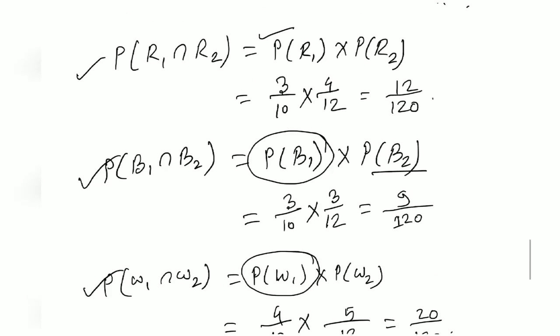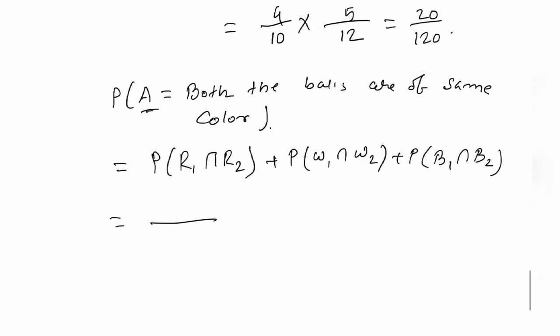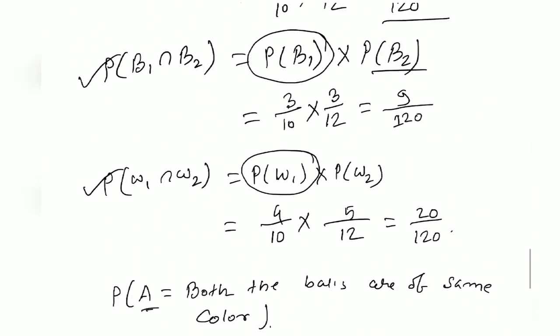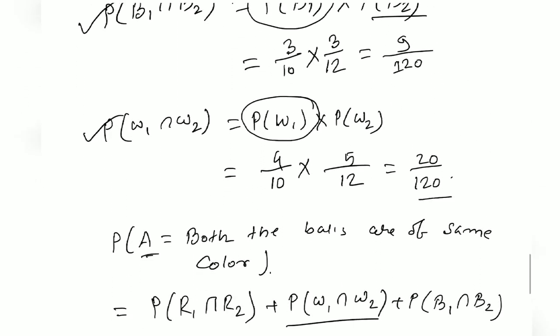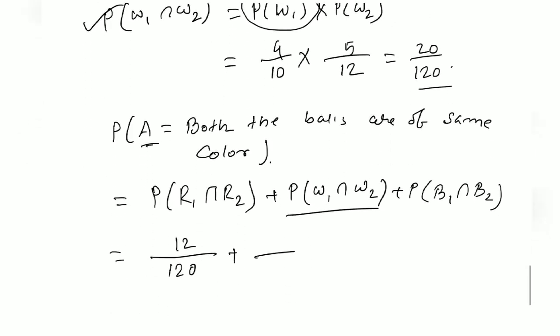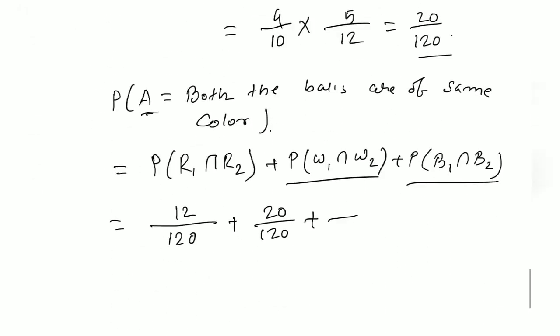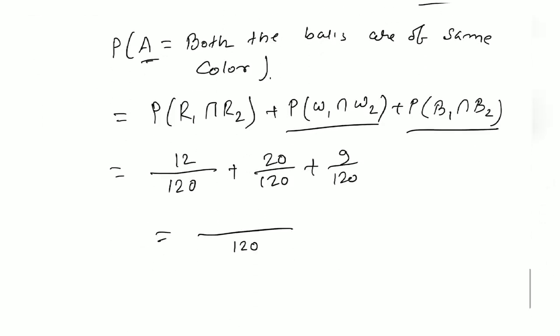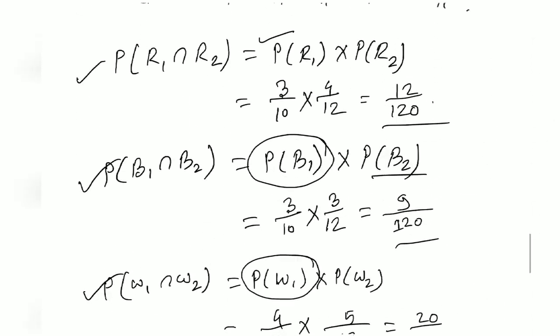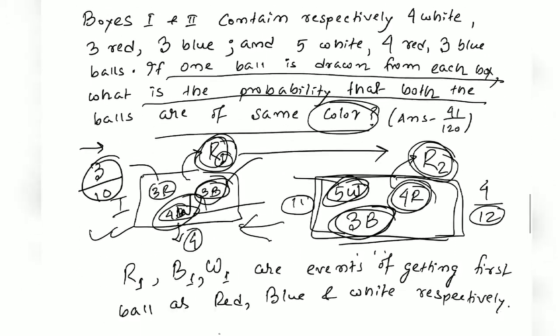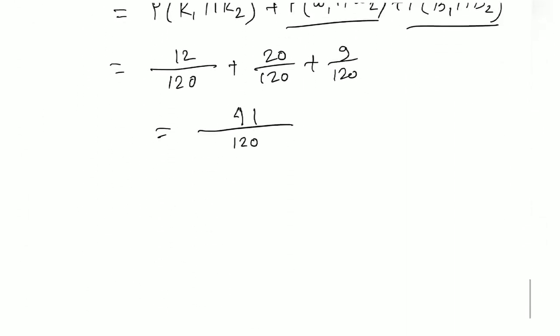So P of R1 intersection R2 is 12 by 120, plus W1 intersection W2, that's 20 by 120, and then B1 intersection B2, that's 9 by 120. You just add them up and you get 41 by 120. So that's the result of your problem.